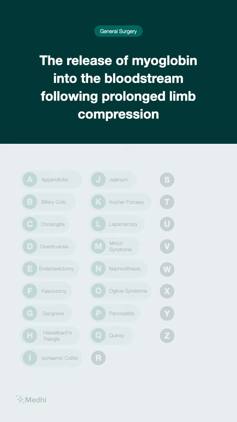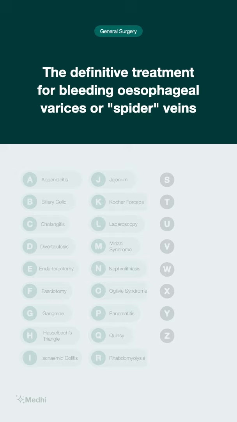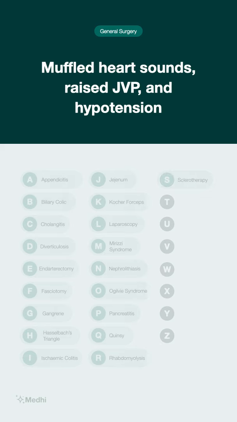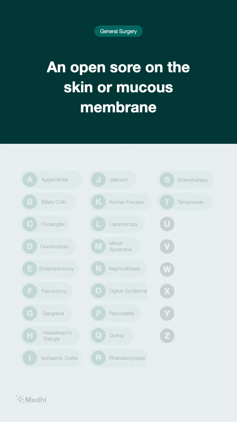Quinsy. The release of myoglobin into the bloodstream following prolonged limb compression. Rhabdomyolysis. The definitive treatment for bleeding esophageal varices or spider veins. Sclerotherapy. Muffled heart sounds, raised JVP, and hypotension. Tamponade. An open sore on the skin or mucous membrane.